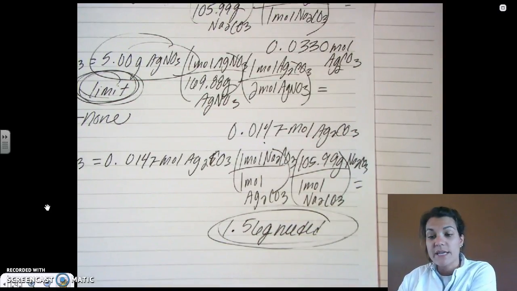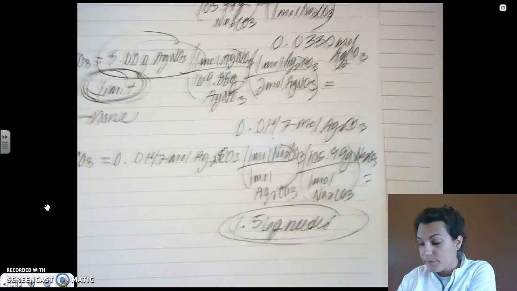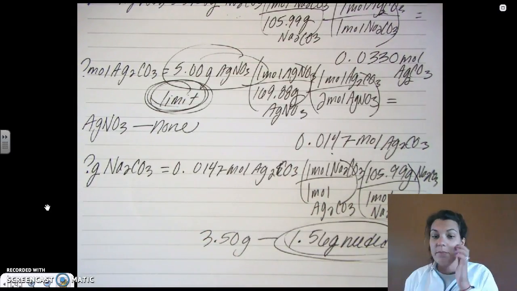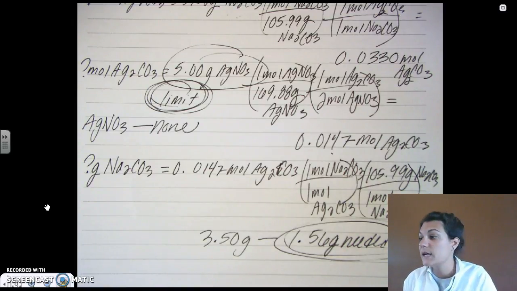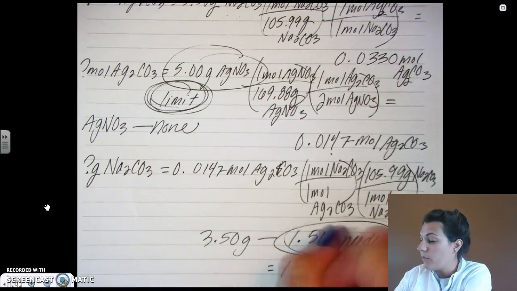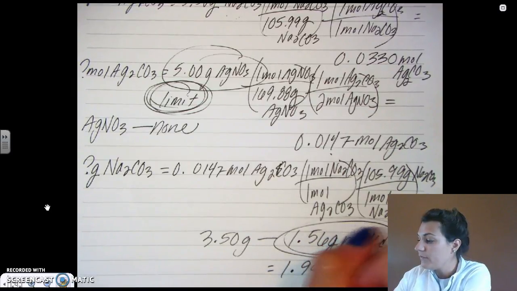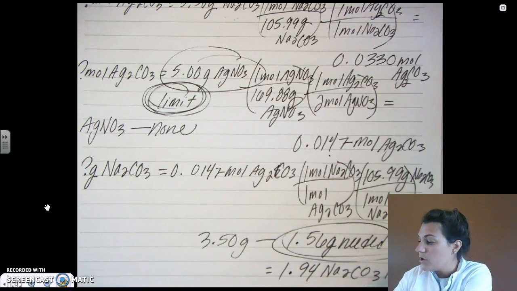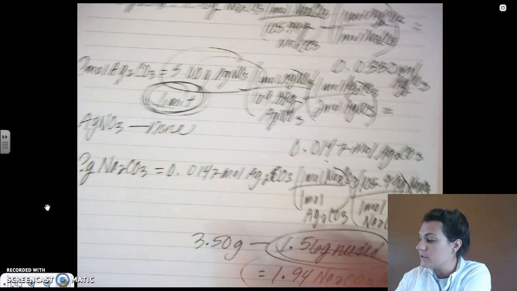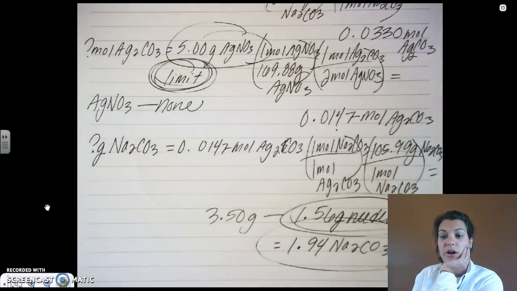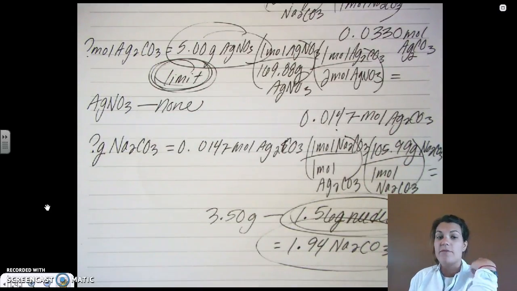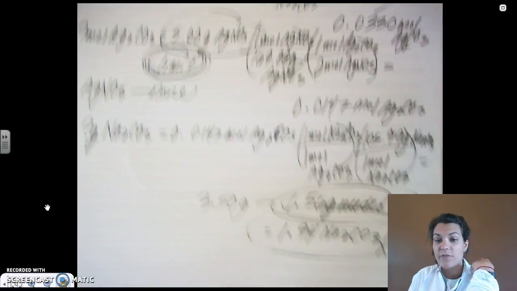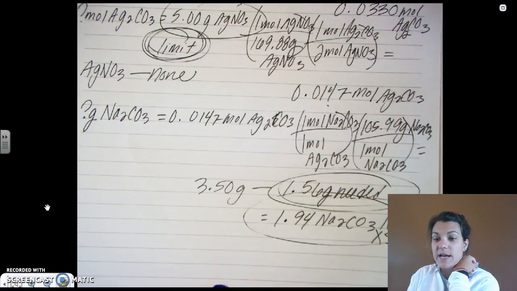Okay. How much was I given? 3.50. So then I'm going to do 3.50 grams minus the 1.56 that I need, and I'm going to have 1.94 grams of Na2CO3 left. So that means that this is in excess. Okay? So far, I know how much of each of my reactants I'm going to have. I'm going to have none of the silver nitrate, and I'll have 1.94 grams of sodium carbonate left because that's in excess.